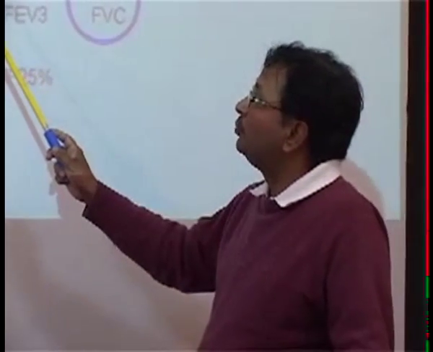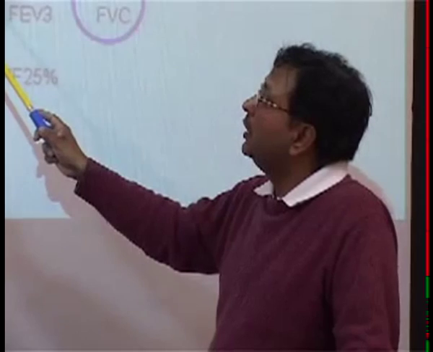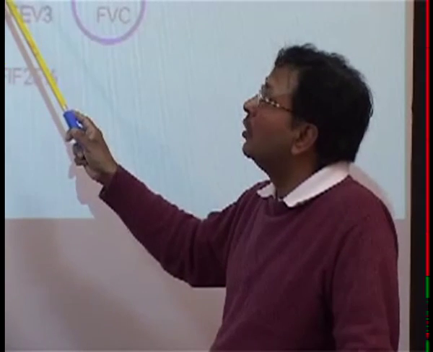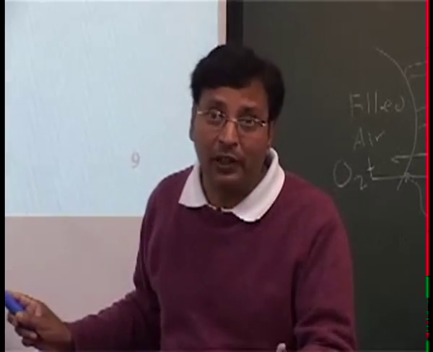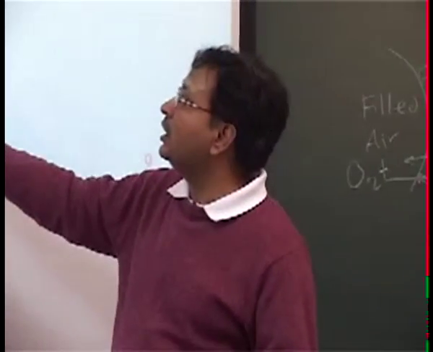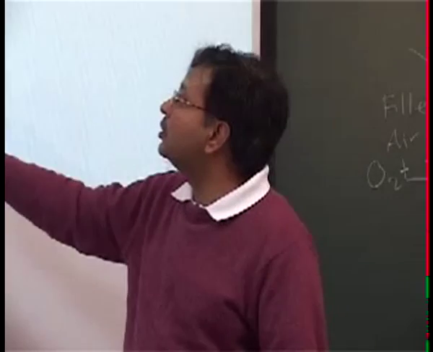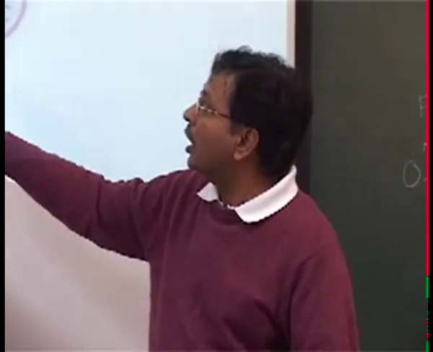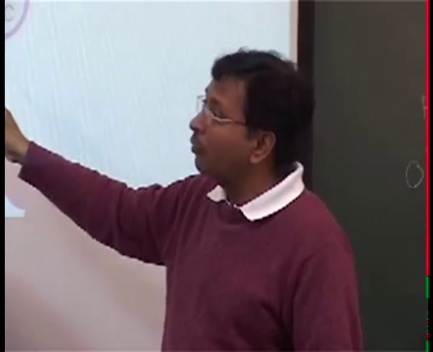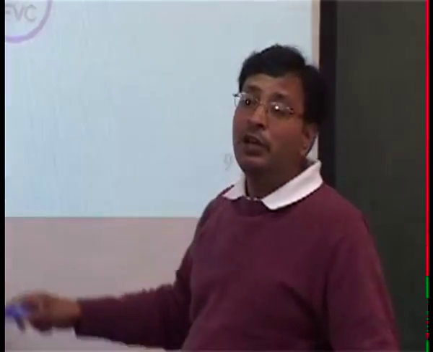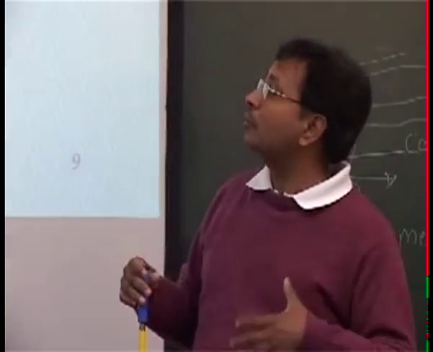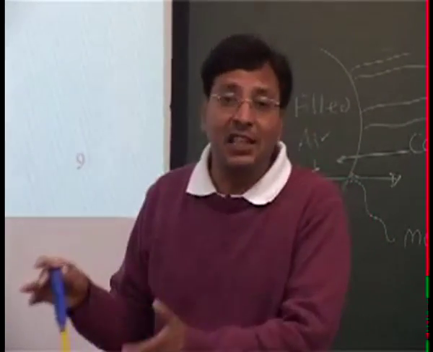The point number 2, okay, is the flow rate when 25% of the total vital capacity of the air has been exhaled out at that point. So that is FEF 25%. This is the point number 2. I again repeat that this is the flow rate. Don't forget, we are just talking about the flow rate at the point when 25% of the volume or the vital capacity has been exhaled out.